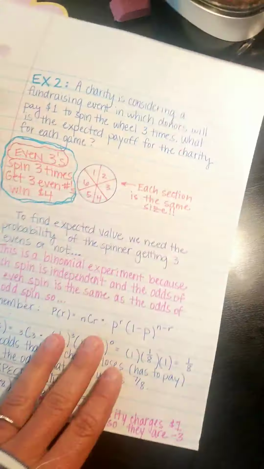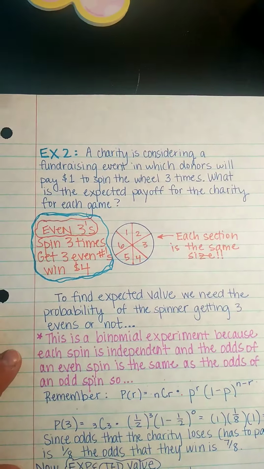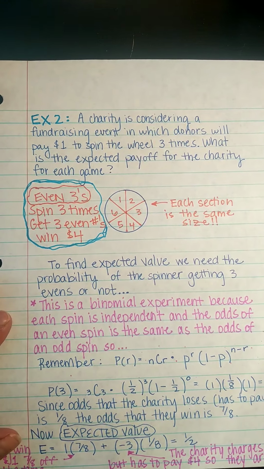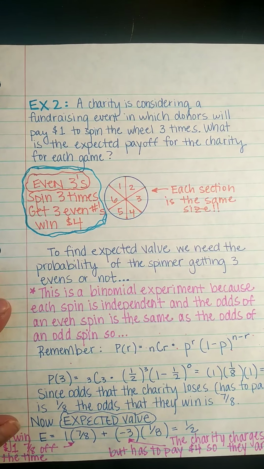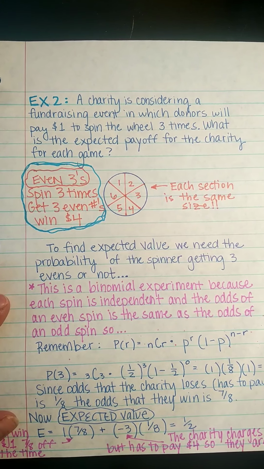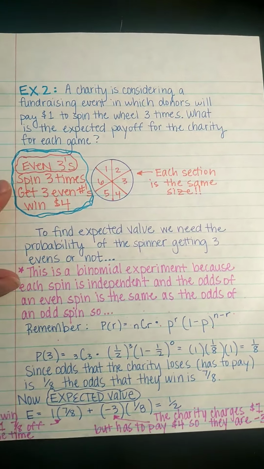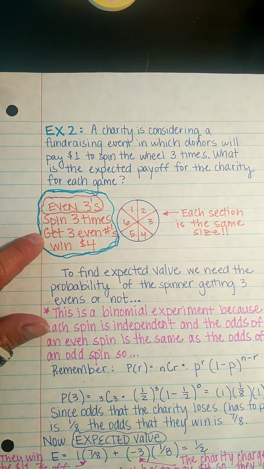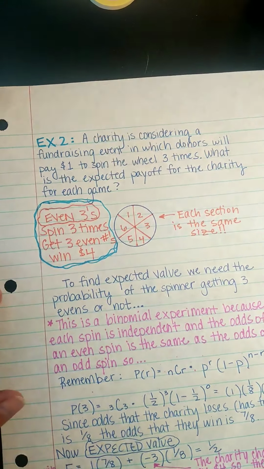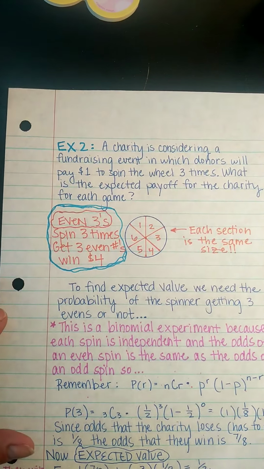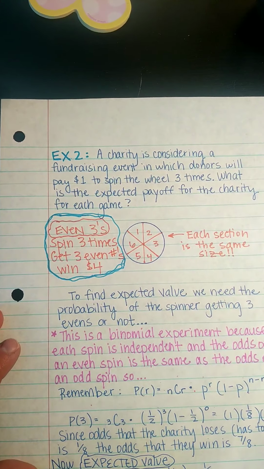Okay, another example of this. A charity is considering a fundraising event in which donors will pay $1 to spin the wheel 3 times. We want to know the expected payoff for the charity for each game. So the rules of the game are even threes. You spin 3 times. If you get 3 even numbers, you win $4. If you don't get your 3 even numbers, you just lose the dollar you paid. Each section in the wheel is the same size.